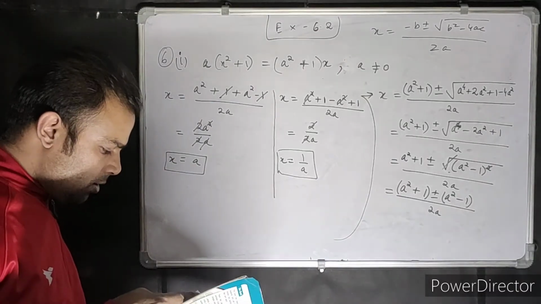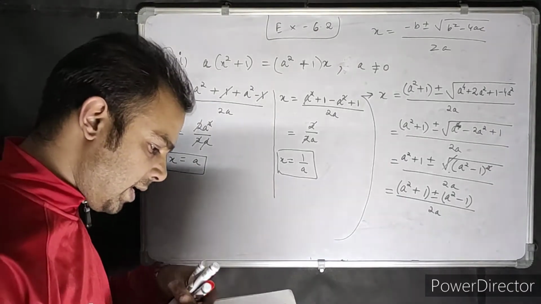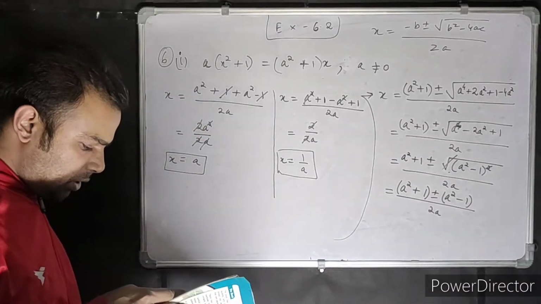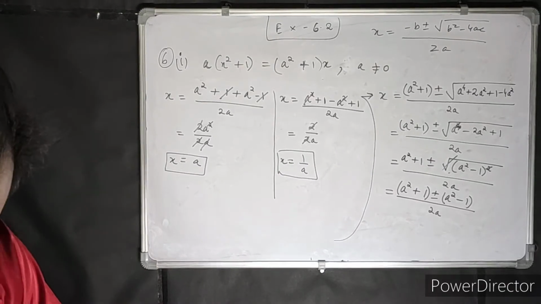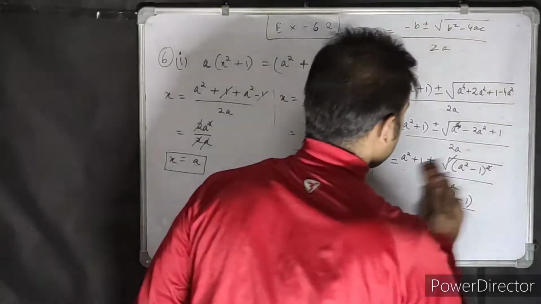So 6 part 1, exercise number 6.2, question number 6 part 1: a and 1 by a. Correct answers. Let's go on to 6 part 2.